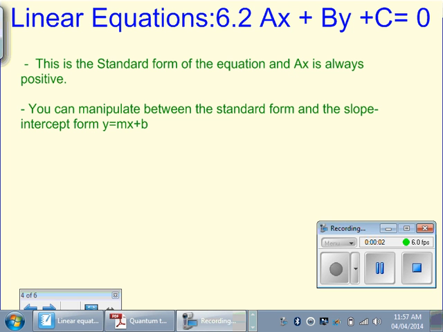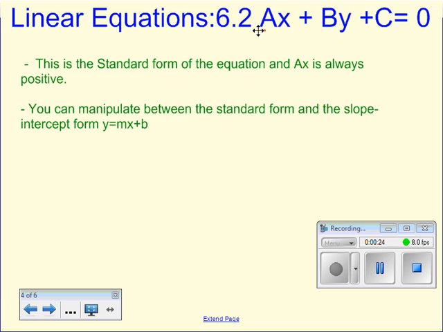Hello. In this lesson, we're going to look at the standard form of a linear equation, ax plus by plus c equals 0. Now, this form contains three what we call coefficients. These are numbers that are before each of our variables or our constant themselves. So we have our coefficient a in front of x, b in front of y, and then we also have our coefficient c.